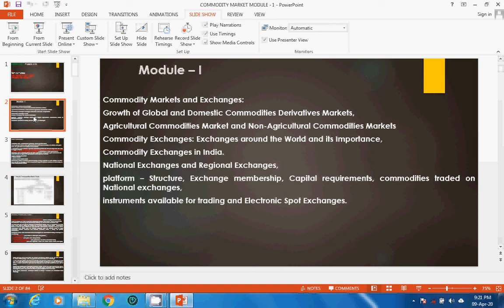In the first module, we are going to learn the concepts like commodity markets and exchanges, growth of global and domestic commodities derivatives market, agricultural commodities market and non-agricultural commodities market, commodity exchanges around the world and its importance, commodity exchanges in India, national exchanges and regional exchanges, and platforms of commodity market, structure, exchange membership, capital requirements, commodities traded on national exchanges, instruments available for trading, and electronic and spot exchanges.